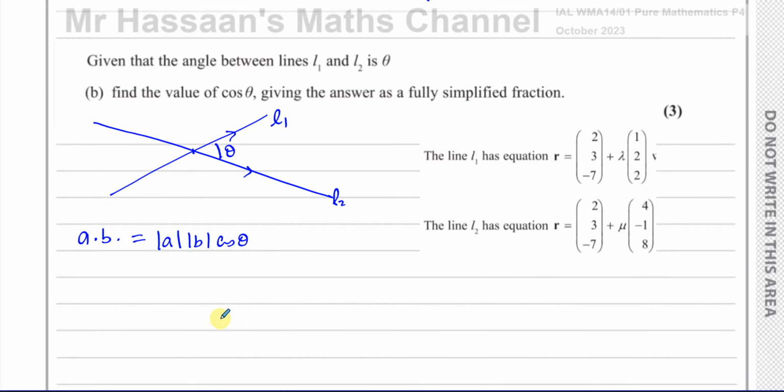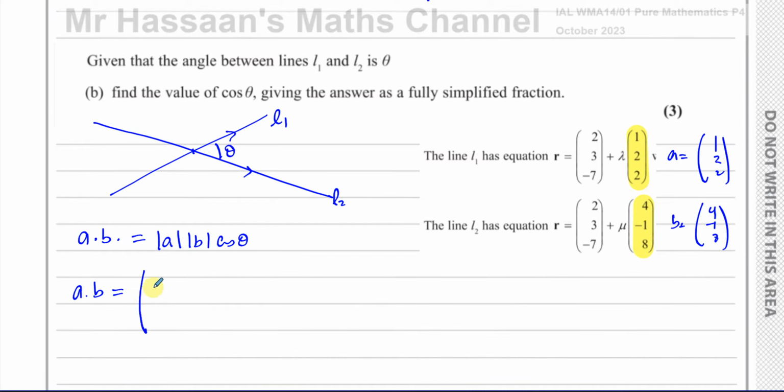All right, so what do we use from these vectors that tells us about their direction? It's going to be this part. We don't use the position vector part, we just use the direction part. So if we want to, we can call A (1, 2, 2) and call B (4, -1, 8). So we're going to find the dot product of A and B.